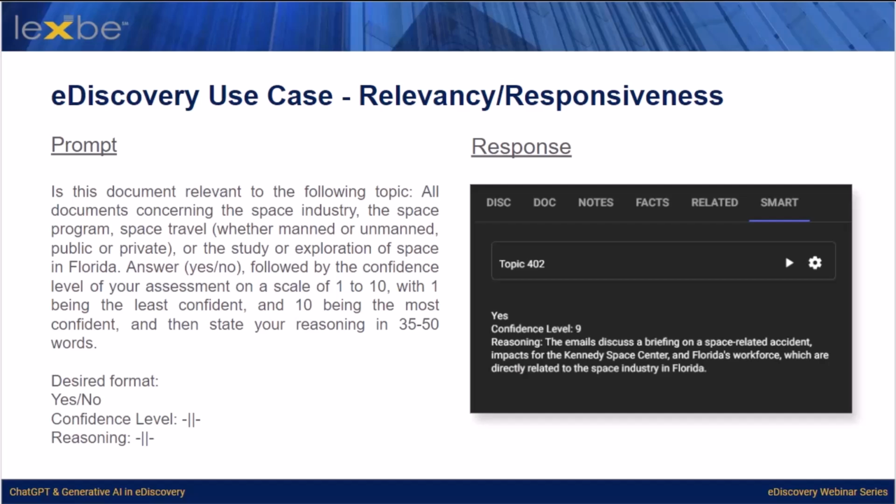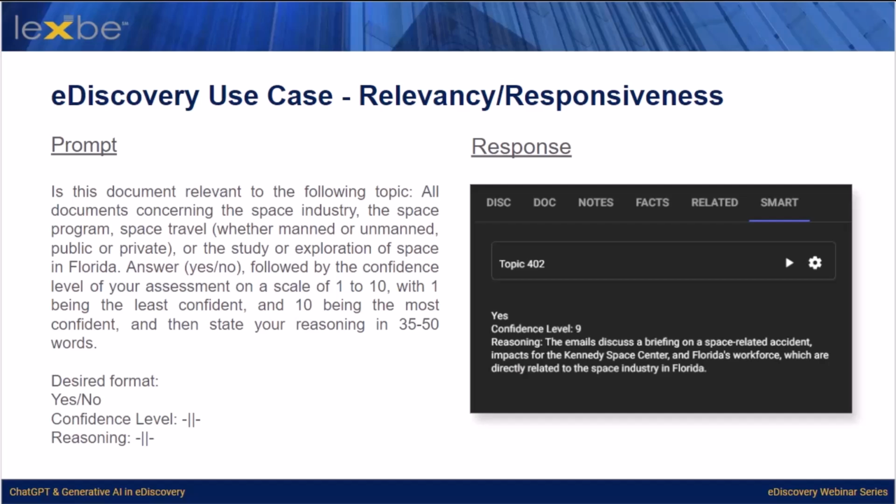As you can see, the AI determined that this document was responsive to this particular topic. It had a confidence level of 9, and then it also provided us with the brief summary that we requested, and it gave us the overall response in the format that we requested as well.